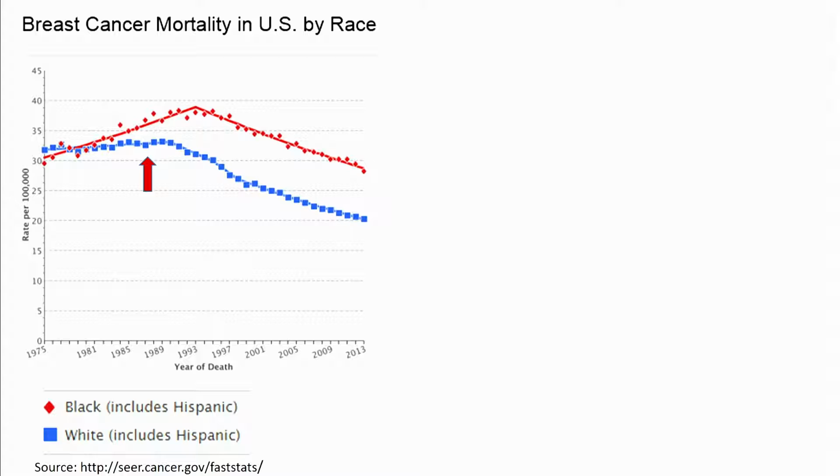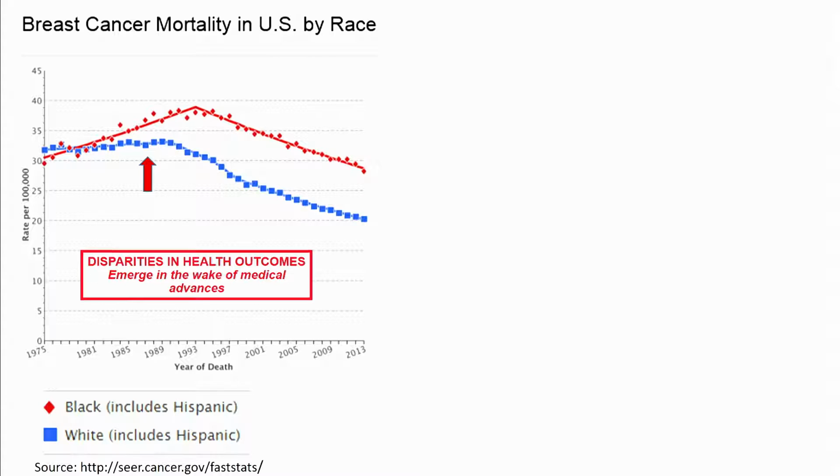And of course, what happened at that time? Well, that's right about when screening mammography became widespread. That's when advances in treatment, particularly systemic adjuvant therapies, chemotherapy, tamoxifen, et cetera, became really standard. And so the point is that I think this is an excellent example of how health disparities emerge in the wake of medical advances. You can repeat this slide with other types of cancer, with other diseases, with HIV, with heart disease. It's really the same pattern: health disparities come about when there are advances in medicine.